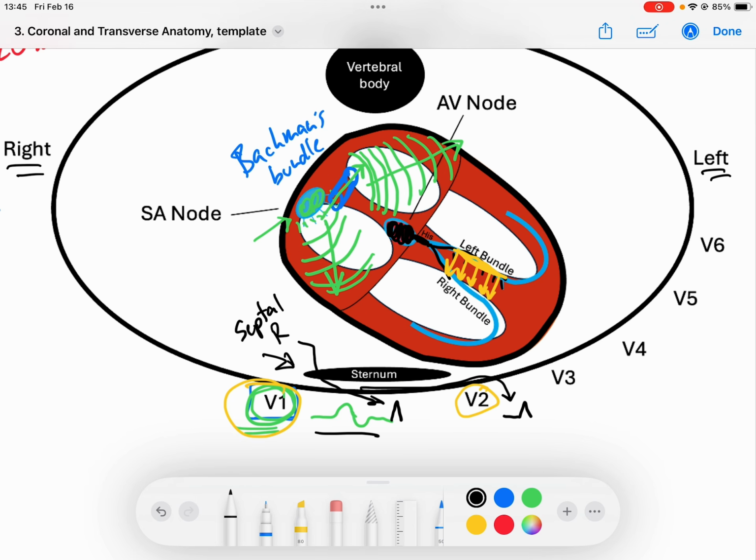Similarly, that wave of septal depolarization is going away from leads like V5 and V6. And so over here you might see little negative deflections, and these could be your septal Q waves. So we'll get little negative deflections in the lateral leads.